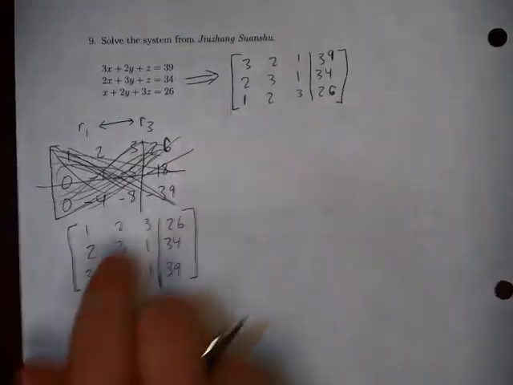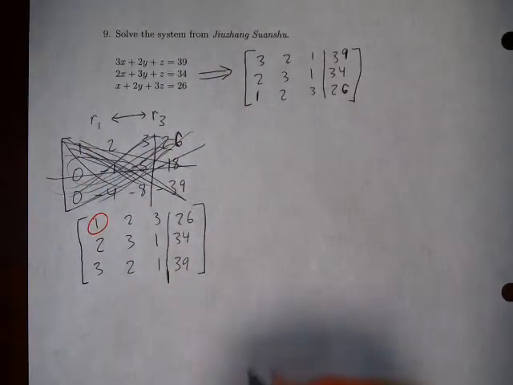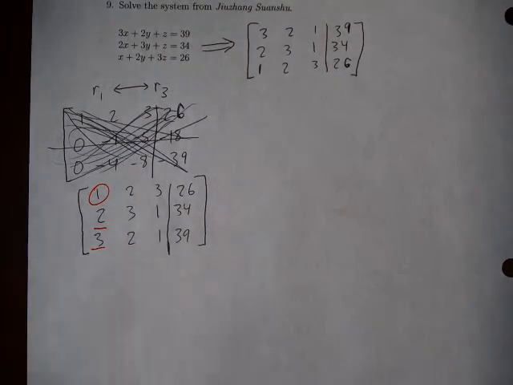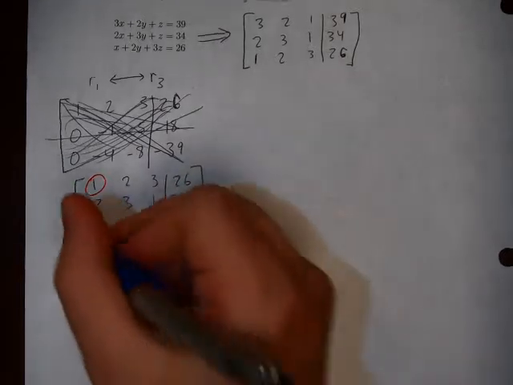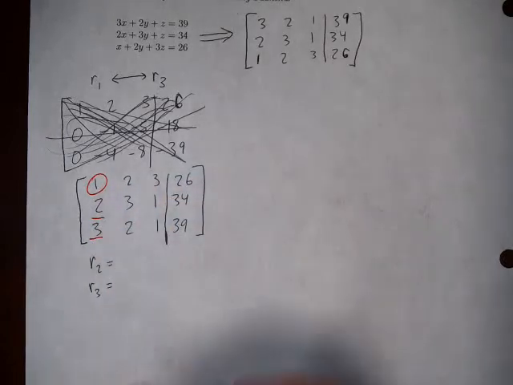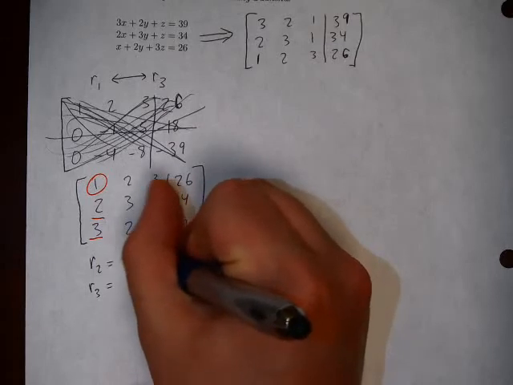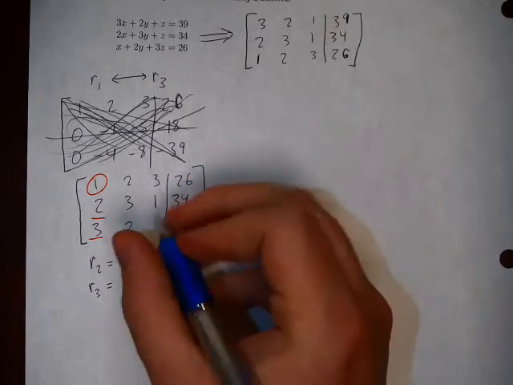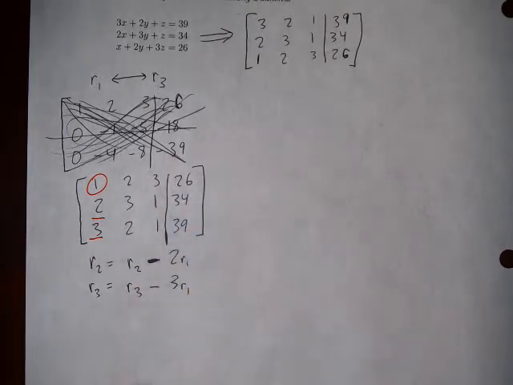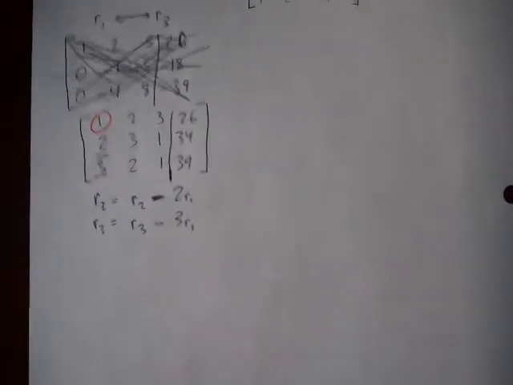That'd be a bummer. Alright, so we have a leading 1 now, and we want to get rid of the entries below it in the column. So what we'll do is take row 2 and row 3 and change them by saying row 2 equals row 2 minus 2 row 1, and row 3 equals row 3 minus 3 row 1. Again, the reason we chose 2 and 3 there is because of the entries that were already there for us to work with.